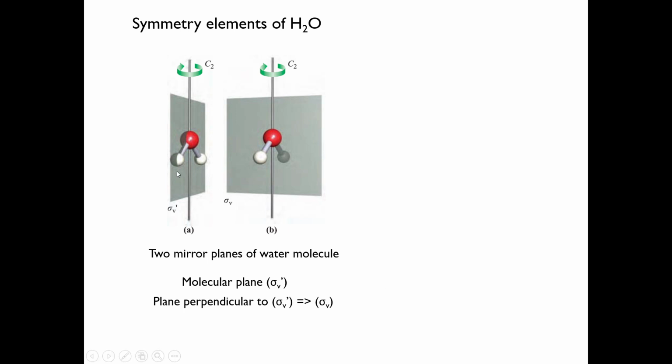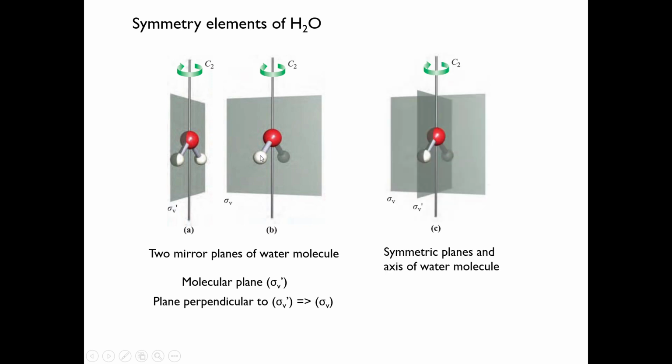Here you can see that I have marked two planes. Sigma v prime is the plane containing all three atoms of water, so it is the molecular plane. The other plane passes through only the oxygen. So we can say that on the front side is one hydrogen and on the back side is the other hydrogen. They are both mirror images.